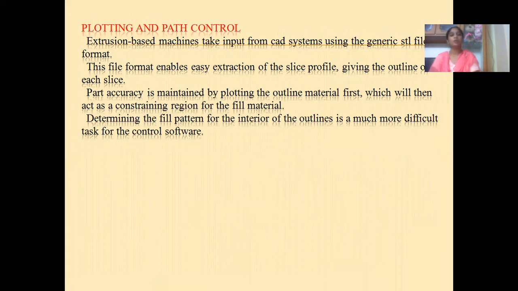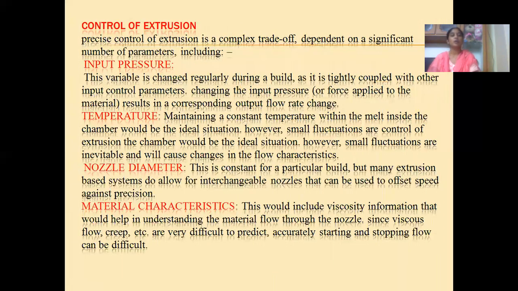Plotting and path control means the path accuracy is maintained by plotting with different methods. Determine the fill pattern for the interior outlines, and the control software handles the plotting of the path control. Control of extrusion can also be determined throughout the process of the material. In this process, we have discussed the input pressure, temperature, nozzle diameter, and also material characteristics.